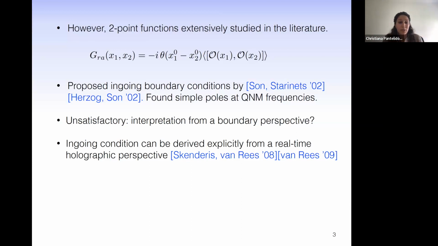For this reason, a more satisfactory way to go about doing this calculation is to start from scratch from real-time holography, like, for example, the prescription of Skenderis-van Rees, and do the computation there. Now, one can actually prove that starting from real-time holography a la Skenderis-van Rees, one can explicitly derive this ingoing boundary prescription that Son and Starinets and Herzog and Son gave us a long time ago. Okay, and I'll show this later on in this talk.